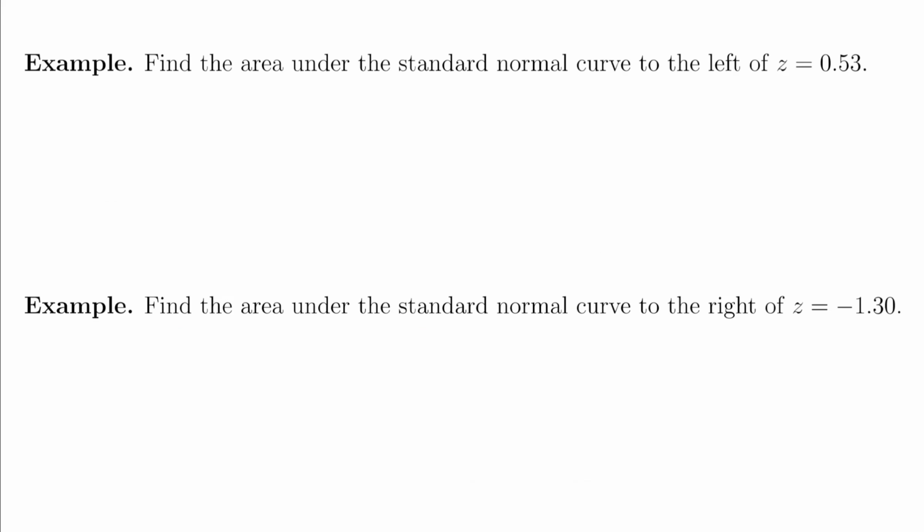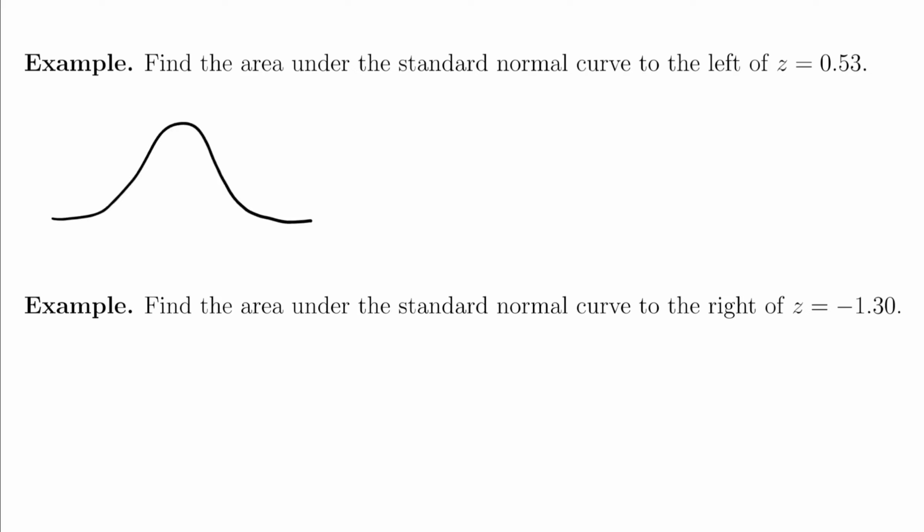Let's work through this next example. Here it says find the area under the standard normal curve to the left of z equals 0.53. What we need to keep in mind is this is no different than our previous examples, except our previous examples gave us a picture description of this, where here we're getting a verbal description. So my first hint to you is to turn the verbal into a picture. Let's draw our standard normal curve and label where a z-score of 0.53 would be approximately.